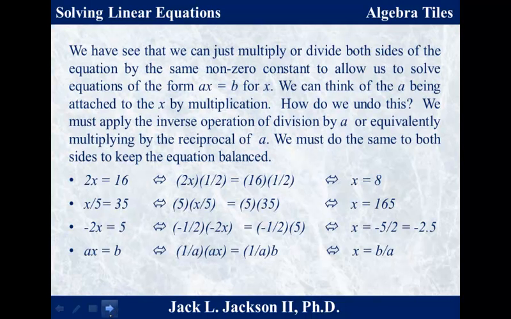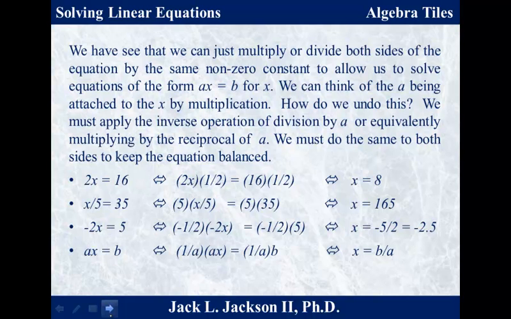So we have seen that we can multiply or divide both sides of the equation by the same non-zero constant, and that allows us to solve equations of the form a times x equals b for the x. We can think of a being attached to the x by multiplication. How do we undo this? We must apply the inverse operation of division by a, or equivalently multiplying by the reciprocal of a. Again, we must do the same thing to both sides to keep the equation balanced. So if we have 2x equals 16, multiply both sides by 1/2, or divide by 2, and we get x on the left, and that gives us 8 on the right.